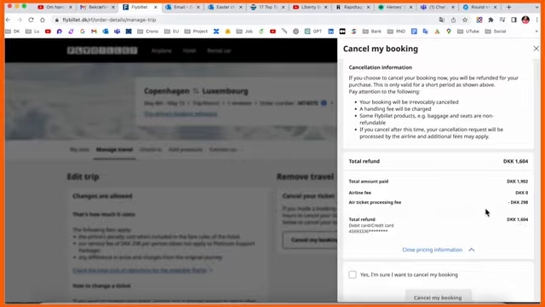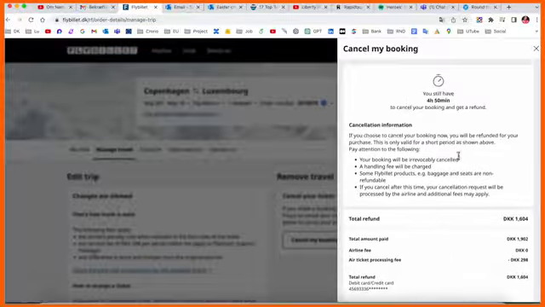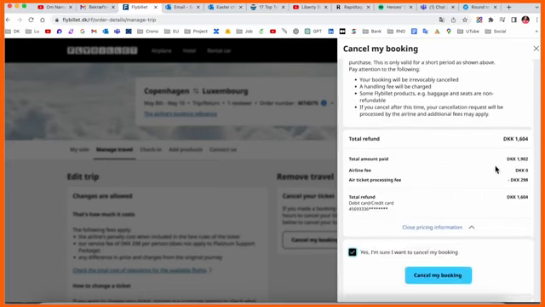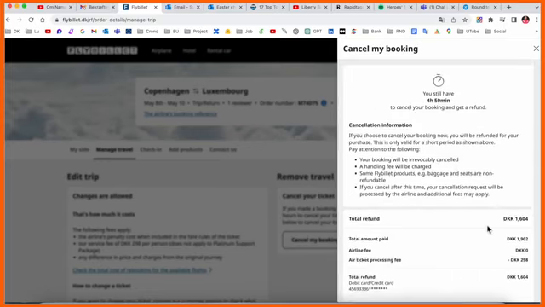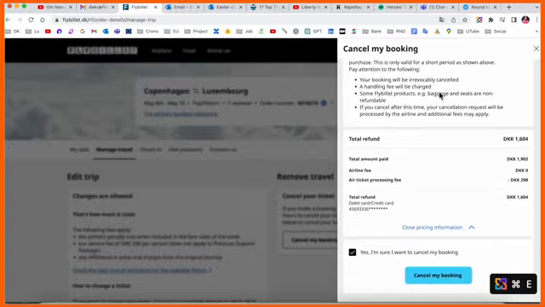I paid a total amount of 1902 Danish krona. The airline fee is zero, the air ticket processing fee they are taking from my side is 298, and I am receiving 1604 Danish krona. The penalty is 298 Danish krona, and you can cancel the flight within 10 hours and receive some of the amount. After that you receive zero money. The cycle is completed. It's very simple.